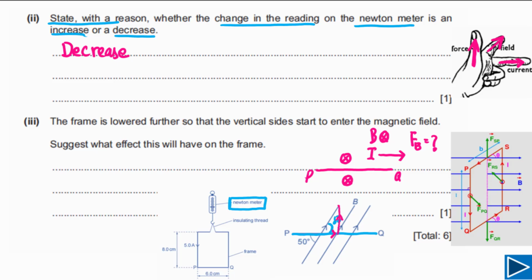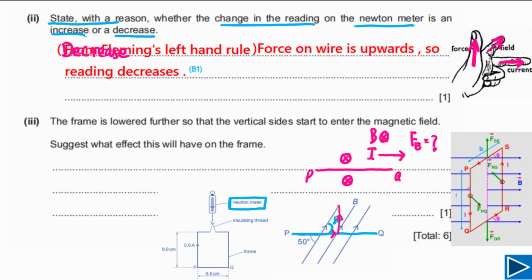Now let me show you the answer. This is how you can write down your answer. If you have written this one, you will get 1 mark. So you have to mention reading decreases and you have to say force on wire is upwards using Fleming left hand rule. So you will get 1 mark for this part.